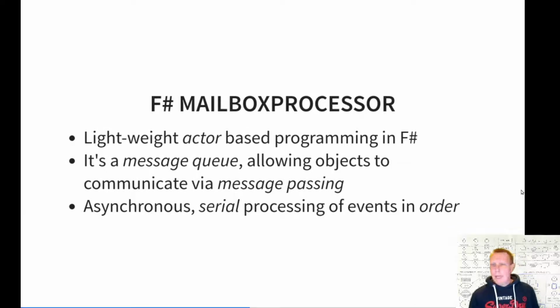So let's have a look at the F# mailbox processor. It gives us lightweight, and I mean really lightweight, actor-based programming in F#. It's just a simple message queue, so that you can easily post messages from one part of the program into this queue, and it will respond in whatever way you want. Everything here is asynchronous, so this is where async comes in. But, and here's an important thing, it's serial. So the queue is serial.